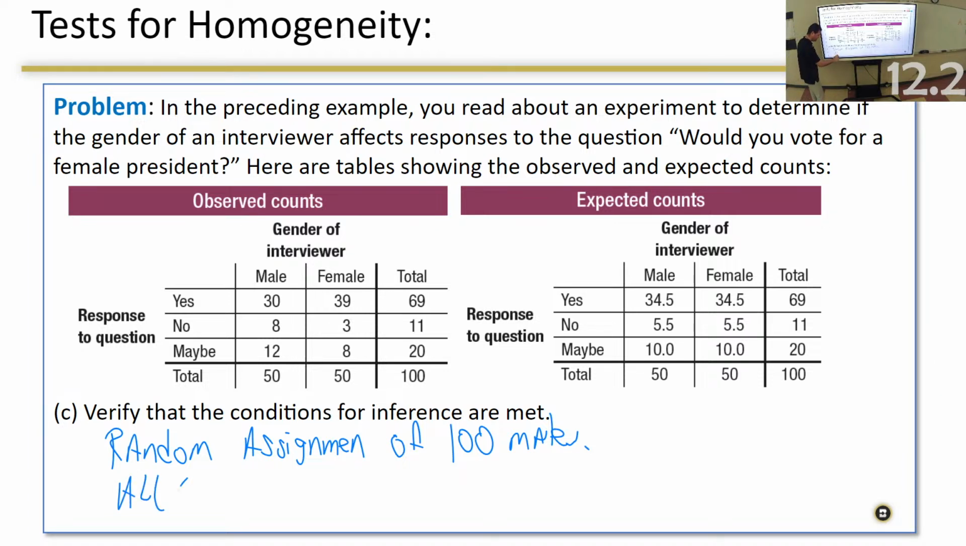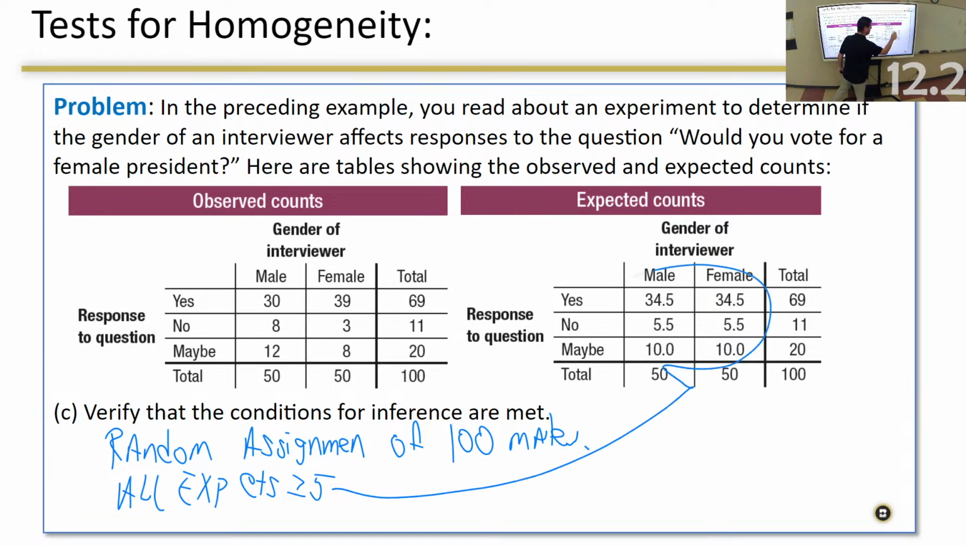All expected counts greater than or equal to 5. There they are. You have to prove it. You can't just say it. You can't say n times p is greater than 10. You got to prove it. You can't say that n is greater than 30. You got to prove it. N equals 58, greater than 30. You got to prove these things to show that you actually checked the condition.